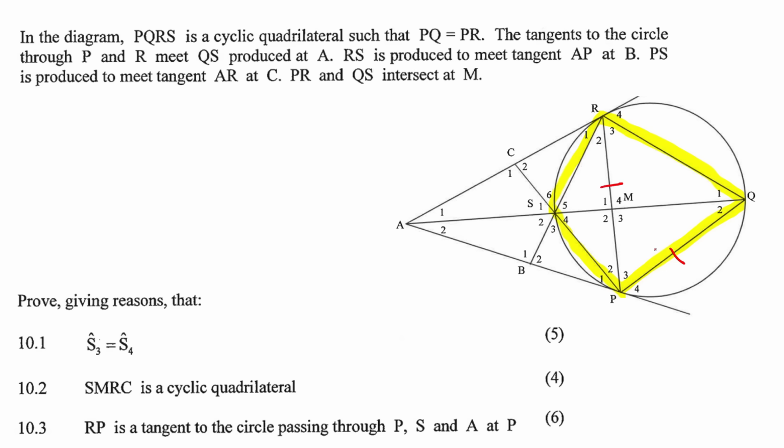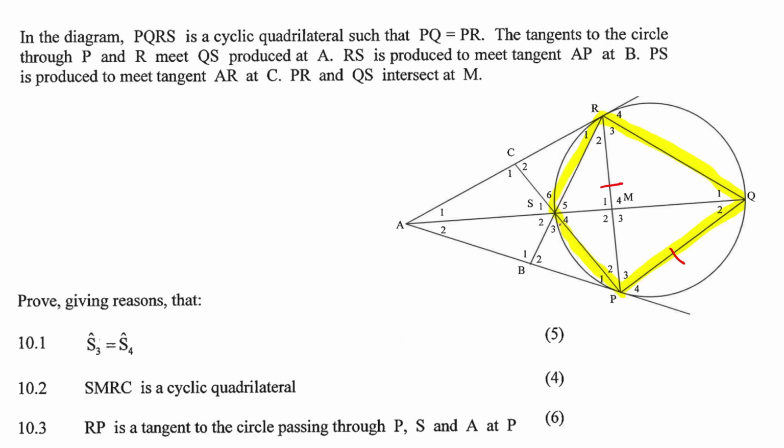Oh, okay. So those two lengths are the same. That's random. PQ and PR. Okay, the tangents to the circle through P and R. Okay, so those are tangents. Meet QS at A. RS is produced to meet PS. Okay. Right, so the first question for 5 marks. Prove that S3 is the same as S4.